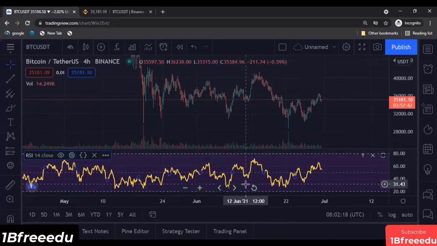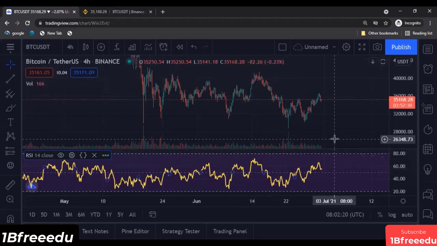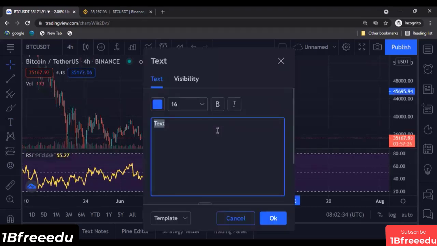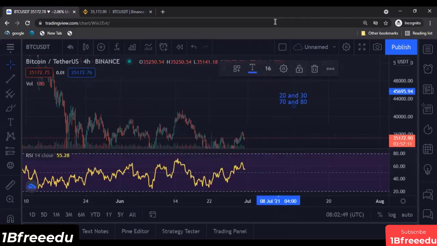What this RSI basically shows is the current momentum of that coin. There are two important levels which we need to consider, or we could also say four important points. The first range is between 20 and 30, and the other one is between 70 and 80. Basically, these are the four important numbers we need to remember.